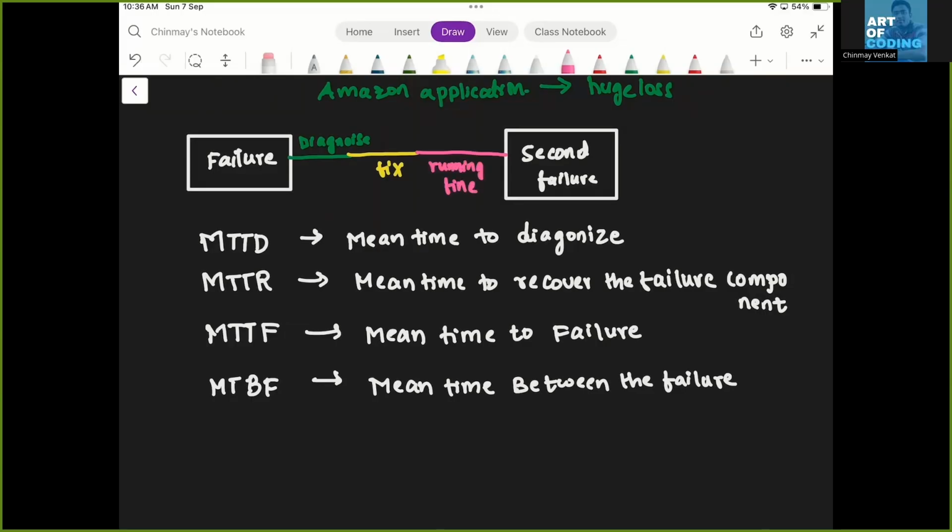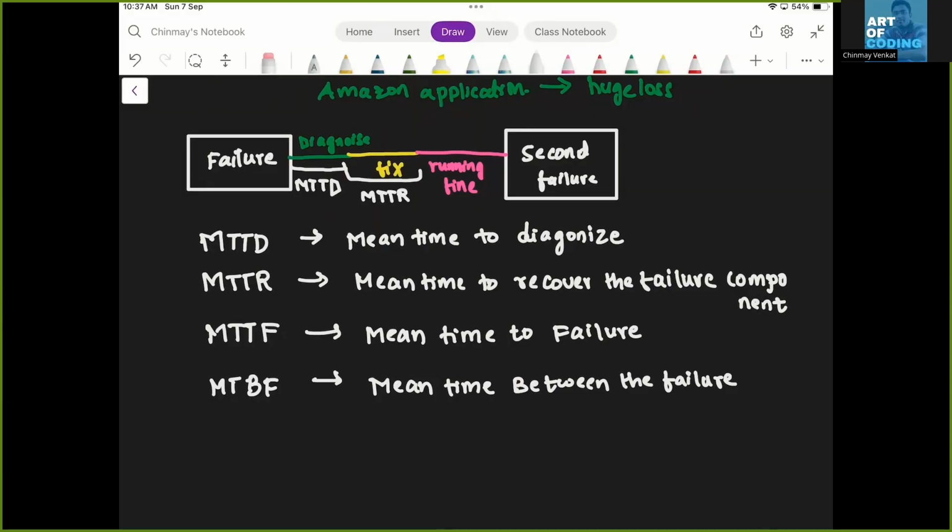Fine. And then the second failure happens. This is how the component will work, right? The time taken to diagnose a problem, this period is called MTTD. The time taken to fix the problem, this period is called MTTR.